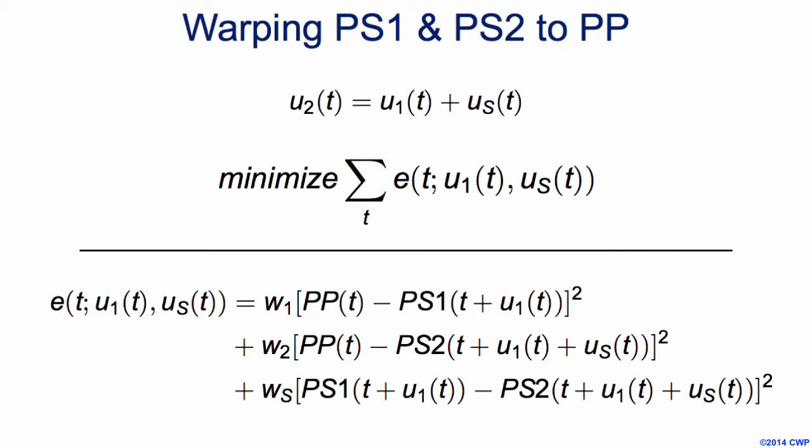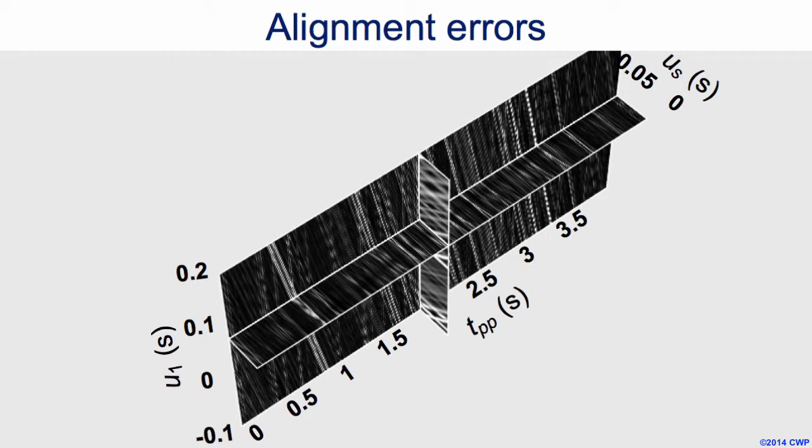Now, the array of alignment errors, think about what's going to change now. It's going to be a function of PP time. It'll be a function of U1, but also US, right? And that's going to give us a three-dimensional array of alignment errors. Okay, so the long axis is the PP time, the vertical axis is U1, and I guess the short horizontal axis is US. Right?